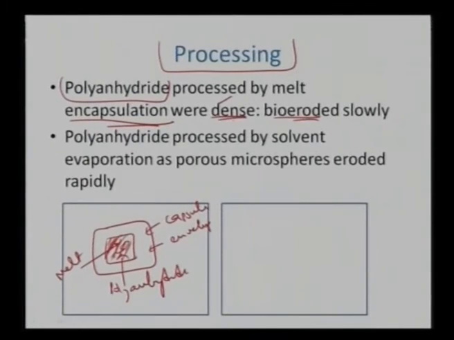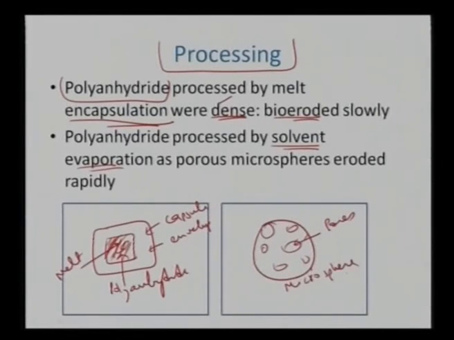So we have a dense structure, and the same polyanhydride which is now made by solvent evaporation will result in a kind of microsphere, but now this microsphere has many, many internal pores. So we have pores, this is a kind of microsphere. So now this one will degrade at a much more rapid rate. So very rapid degradation of this microsphere which has been prepared by solvent evaporation, whereas for this one the degradation rate is very, very slow, because this is very dense.